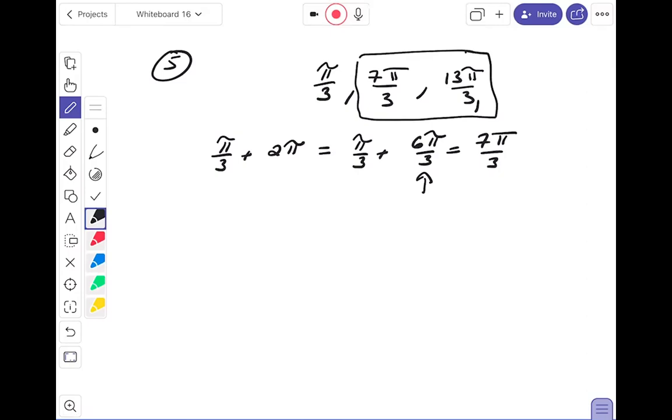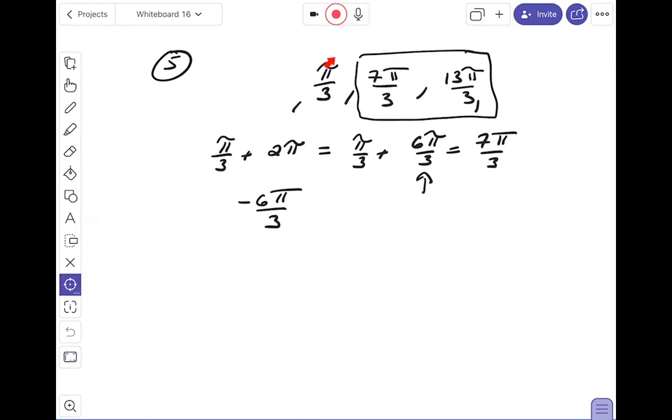I want to go in the other direction. What are you going to do? You're going to subtract away 6 pi over 3. Well, if you did that and you went backwards, right? If you're at pi over 3 and you subtract 6 pi over 3, what would you get? Minus 5 pi over 3.